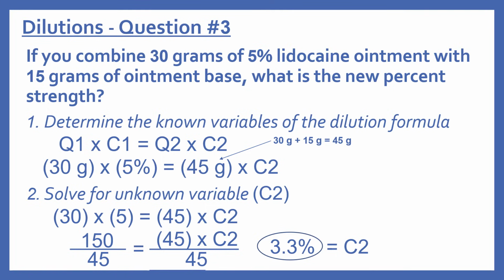And you can see the reason that's percent is because C1 was percent, so C2 also has to be percent. Just as Q1 was grams, Q2 also was grams. So you always make sure your units match for quantities, and the units match for concentrations, and your answer will be in whatever those units are, whether you're solving for concentration or quantity.